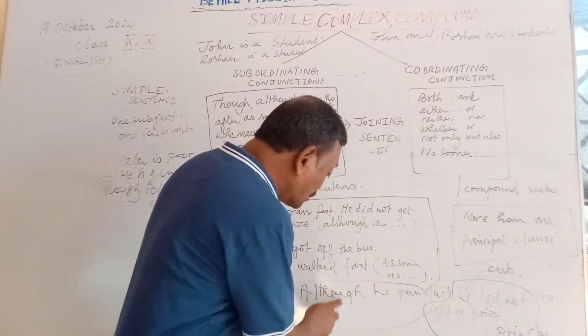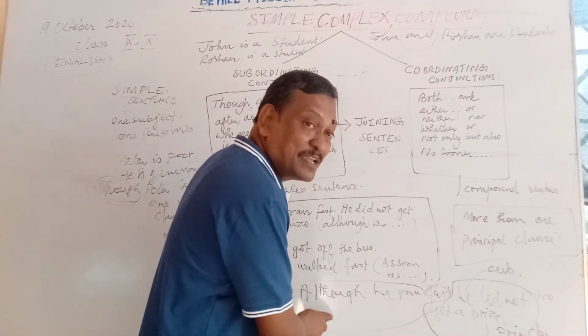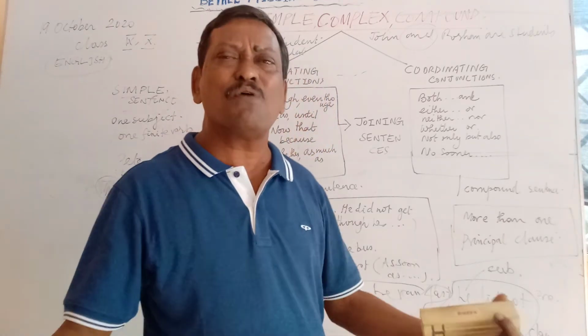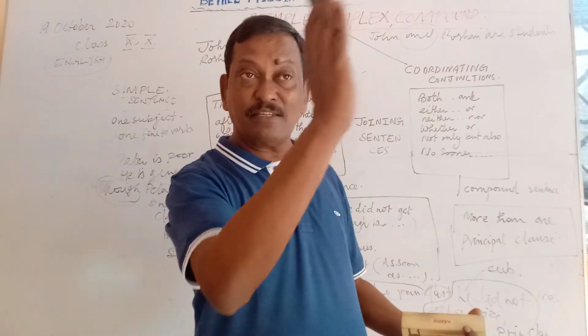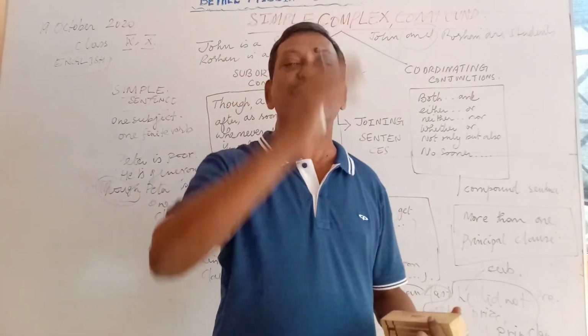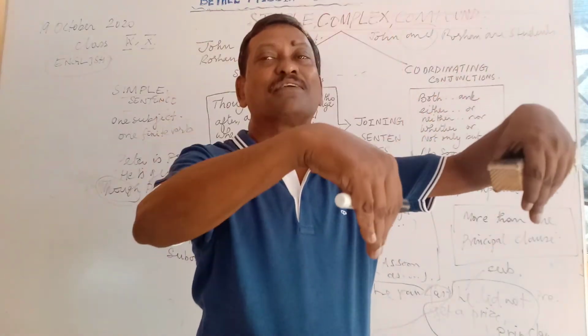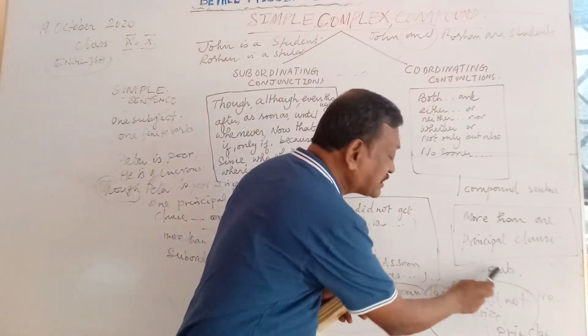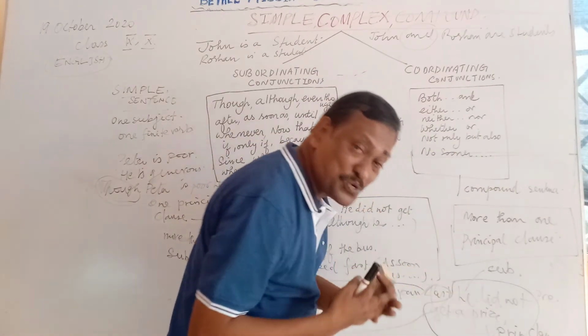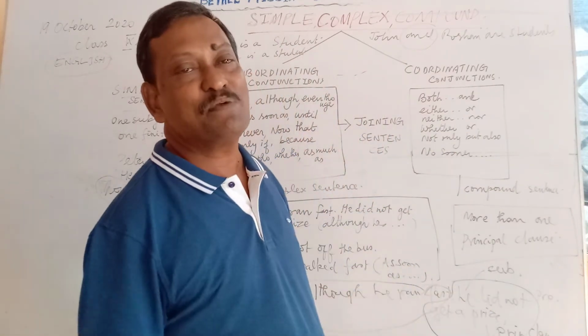Why? Although comes here, that is a conjunction. Although he ran fast. What happened after that? The sentence is dangling. What is the meaning of dangling? It's just hanging in midair. It needs somebody to join with itself and make a complete sense.